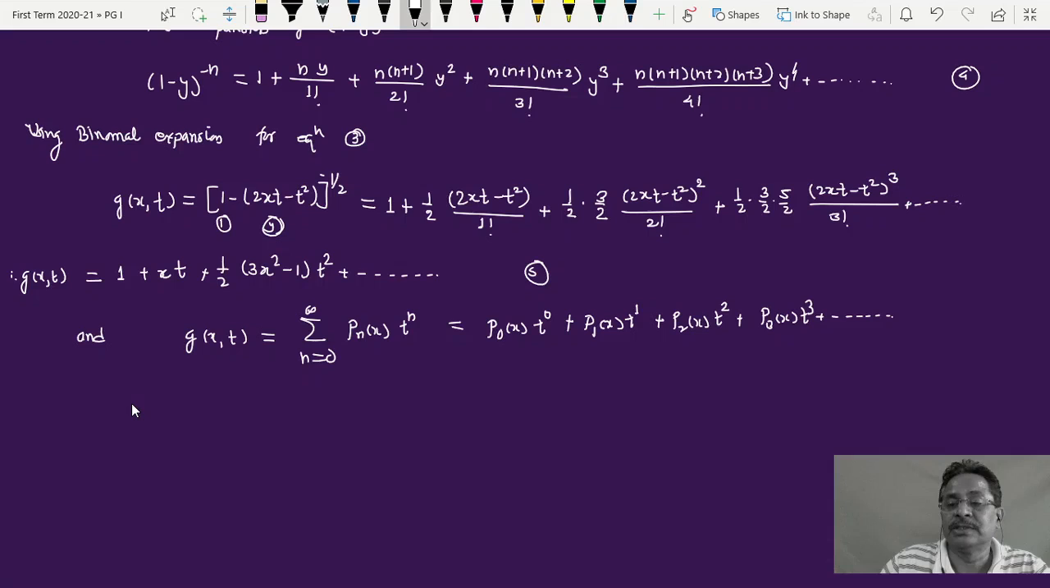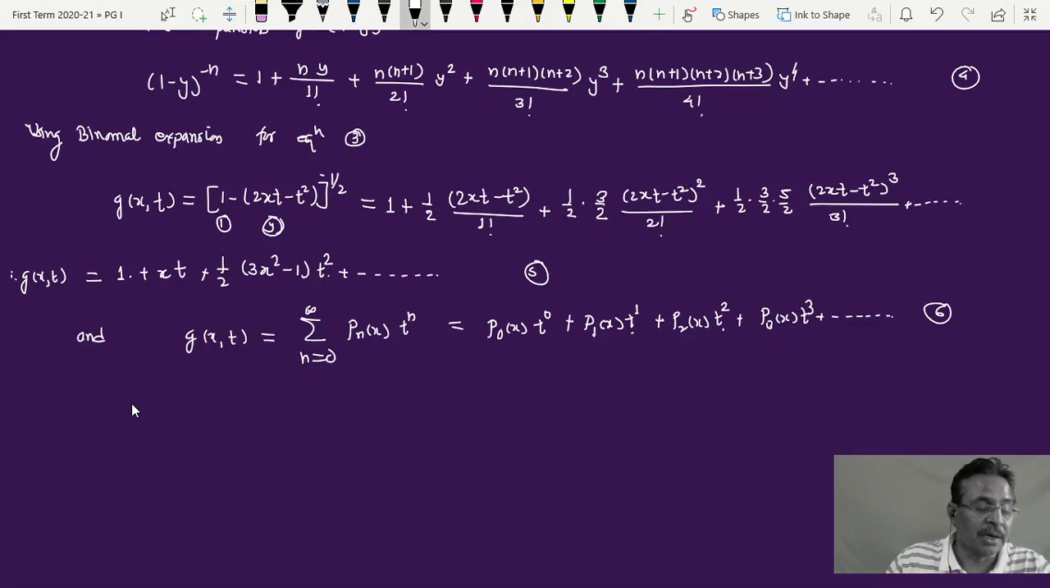This expansion is equation 6. Now this is t raised to 0, and here it is t raised to 0 in equation 5. T raised to 1 here, and here it is t raised to 1. T raised to 2 here, and here it is also t raised to 2. Then again there will be t raised to 3 here, and here also t raised to 3. Now the coefficient p0x and this one are the same. The coefficient p1x is nothing but x. The coefficient p2x is nothing but 1 by 2 into (3x square minus 1), and so on.